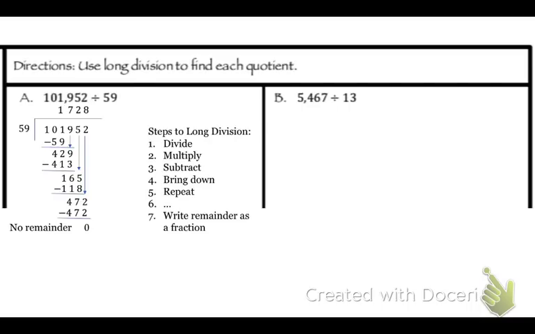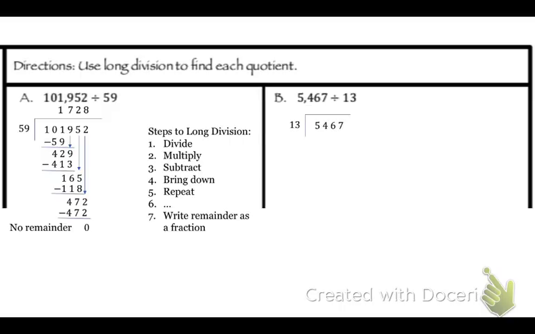And our steps to long division: first we divide, then we multiply, then we subtract, and then we bring down, and then we repeat. And you keep repeating until there's nothing left to bring down. Then we write our remainder as a fraction. Let's do one more example.